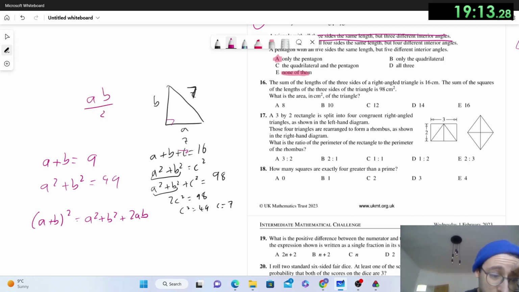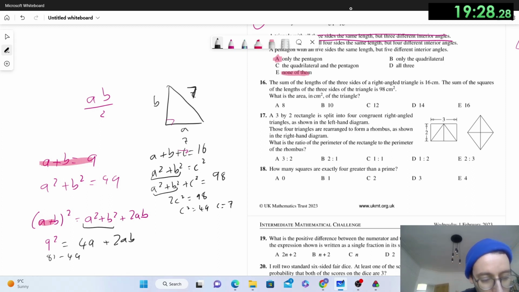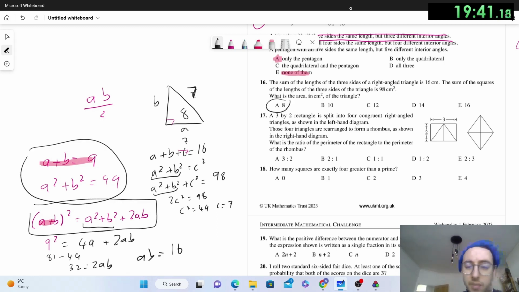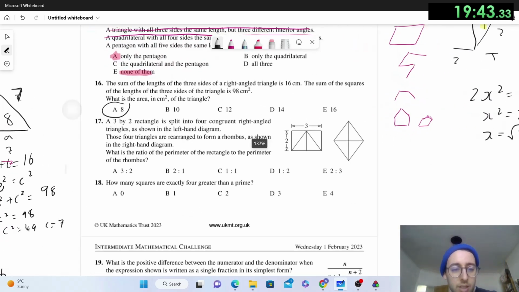So here, if I know this, that means that 9 squared equals this, which is 49, plus 2AB. I like these ones. 81 minus 49, that's 32. So 32 equals 2AB. AB equals 16, so the area is 8. That's a really cool question. You don't need to solve this, you just use this thing. Math Challenge loves that.